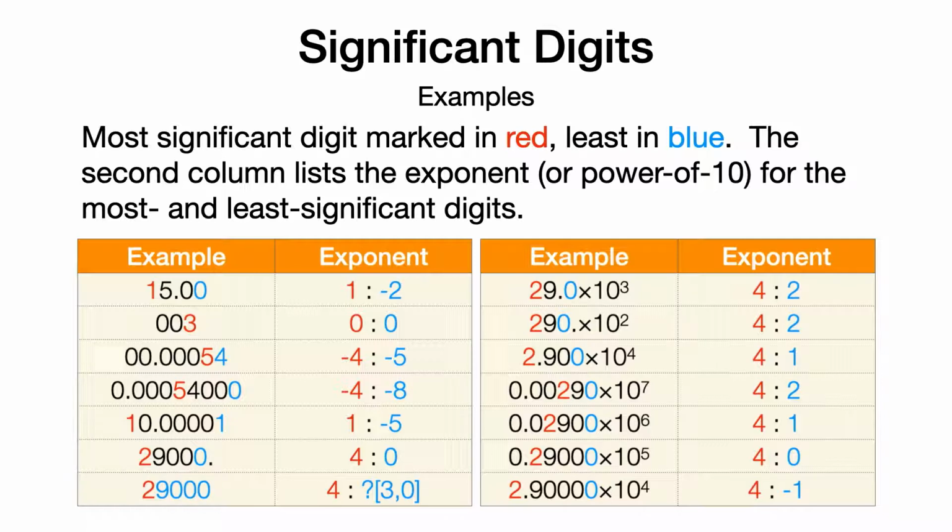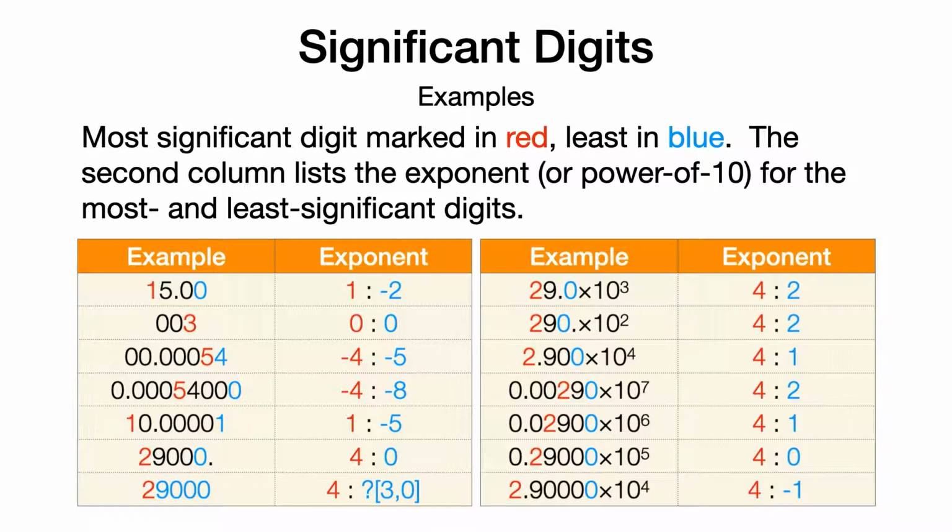And if we look at the remaining examples, we see each one of those listing out the exponent for the most and least significant digits. And notice that in the right column of examples, we have exactly the same number being represented. And so the most significant digit is always the same in this case. Even though it's occurring in various different columns, we have to take into account that we're using exponential notation. So there's a 10 to the some power multiplying each example.